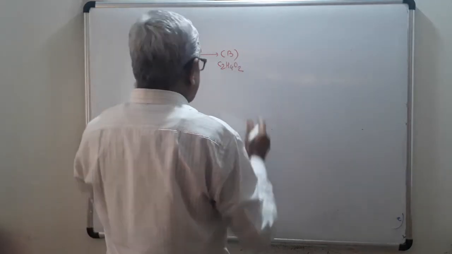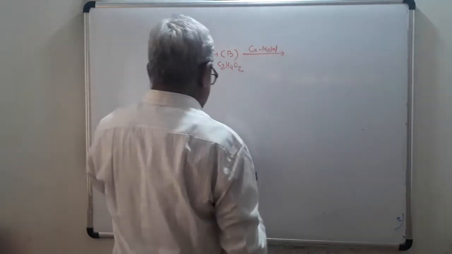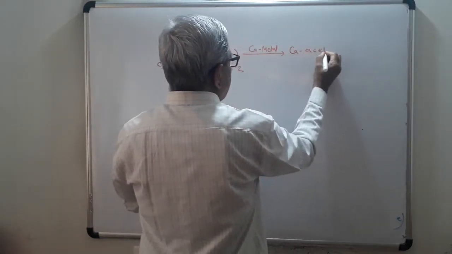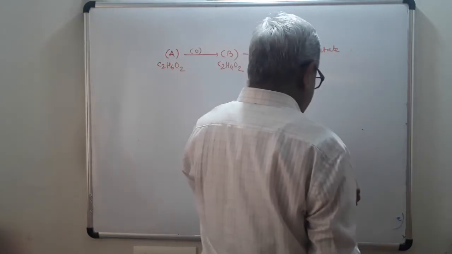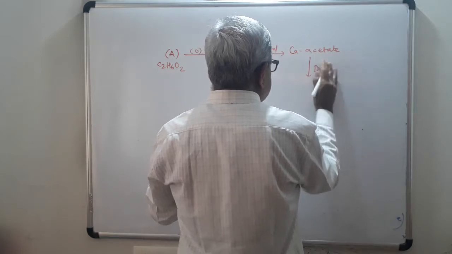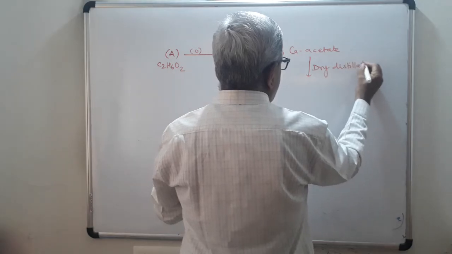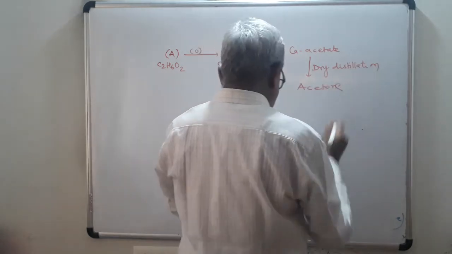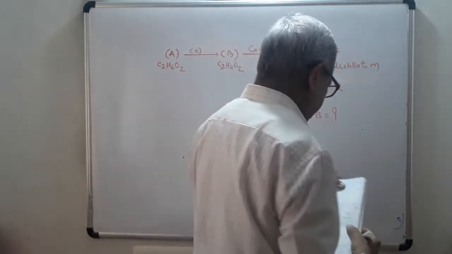which on treatment with calcium metal gives calcium acetate followed by dry distillation gives acetone, then identify A and B. Question is identify A and B.